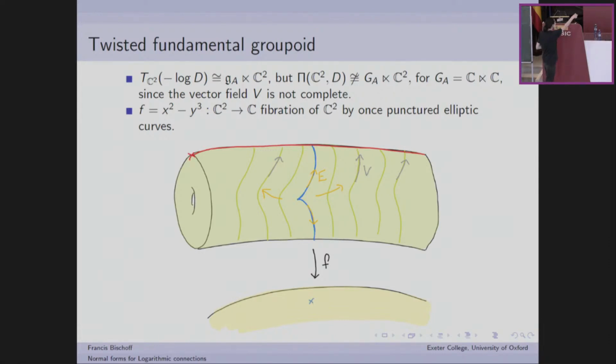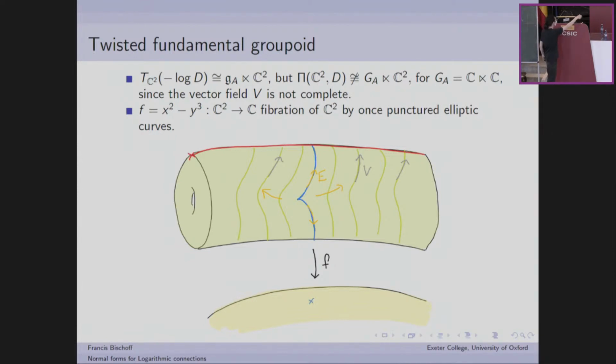This function that cuts out D, the curve, you can think of it as a map from C2 to C, and it defines a fibration. And it has a unique critical point, right? This point here, the cusp. So all the other fibers are smooth. And because it's a cubic curve, it defines a fibration by elliptic curves, by complex tori. And because C2 is non-compact, these fibers can't be compact, so they're actually going to have a puncture. They're once punctured. So this is a cartoon picture of the family.